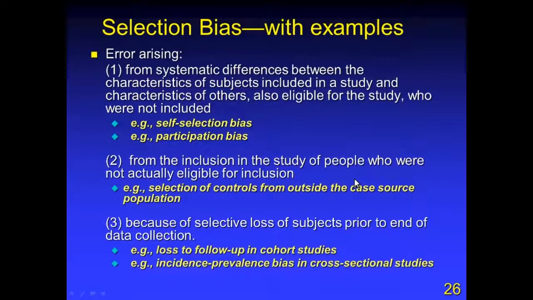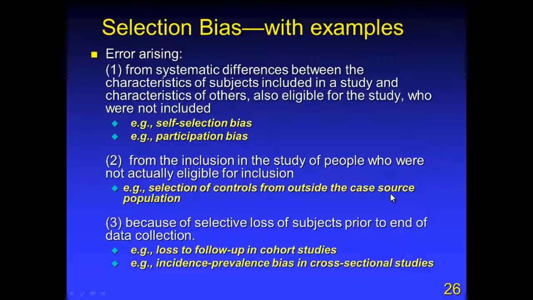Going back to the definition of selection bias that came up in an early slide, I mentioned three possible ways in which it could arise. The first one is systematic differences between the characteristics of subjects included and those also eligible who are not included. Self-selection bias and participation bias would be examples of that. The second situation is the inclusion in the study of people who were not actually eligible for inclusion. This would be a situation when we select controls from outside the case source population. An example of that would be taking breast cancer cases from the mammography population and controls from the general female population.